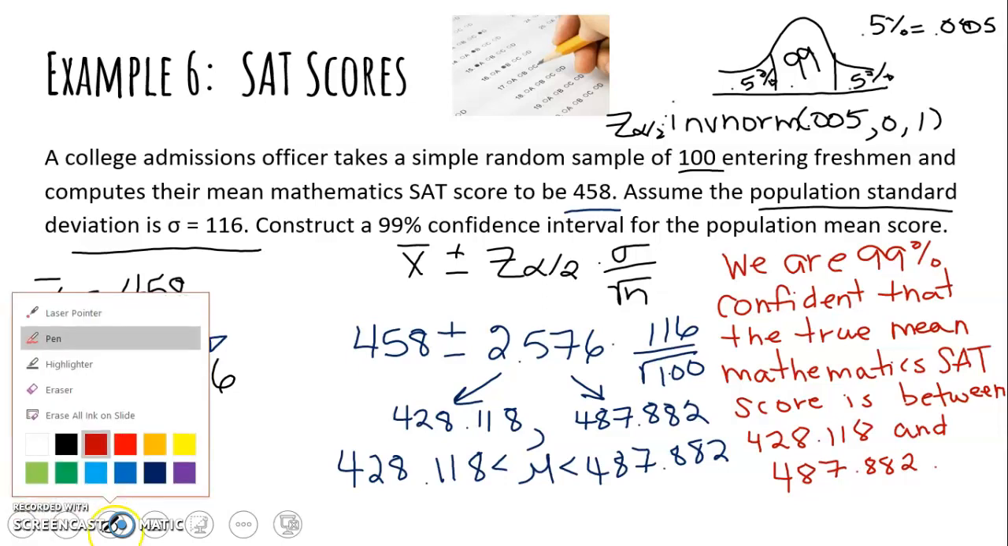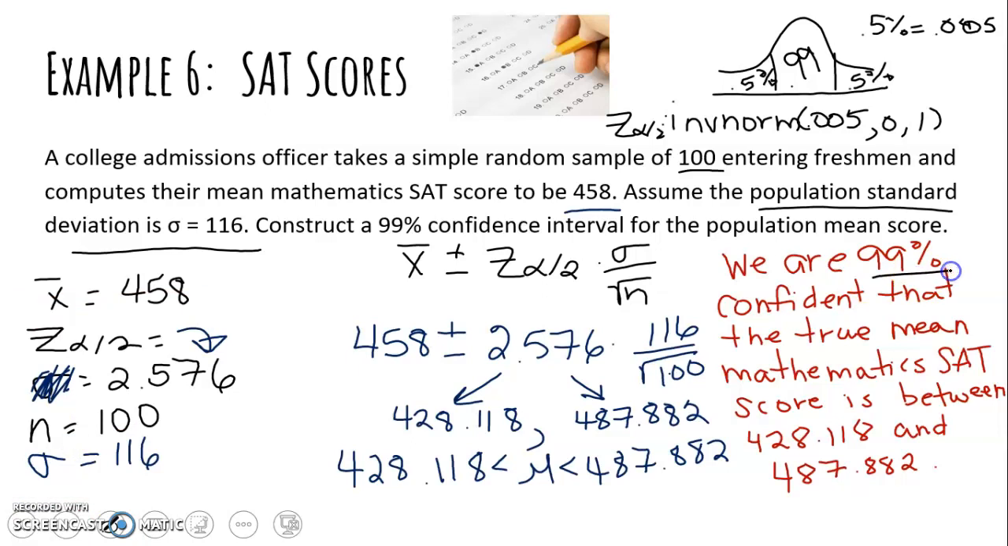And again, you can use this as a template. Just make sure you change the confidence level and the parameter you're looking for. Make sure to use the context of the problem. Don't just say the true mean is between, what mean are we finding, and then the actual confidence interval boundaries. Okay, so we're going to stop the video here and pick up with example 7 in part 4.